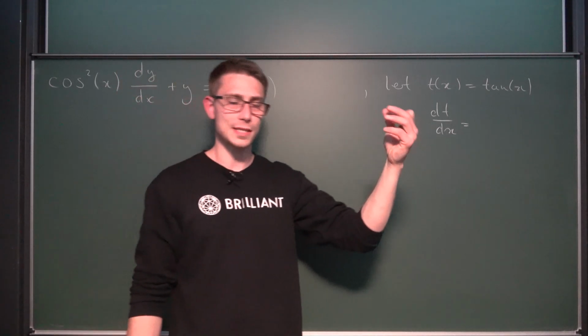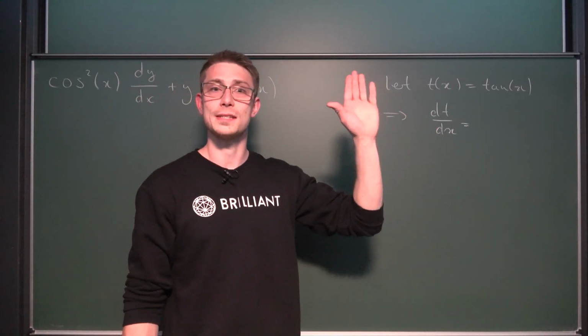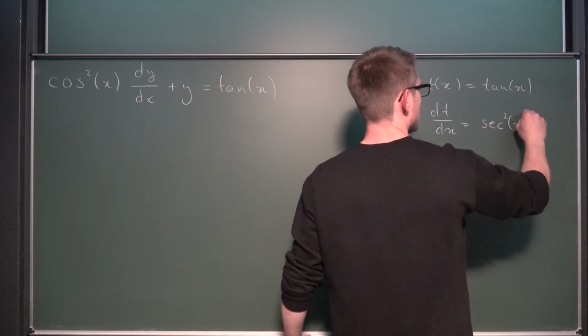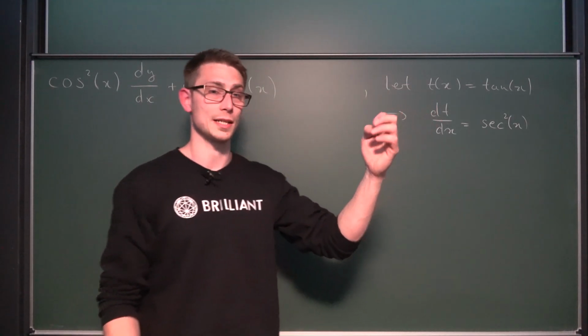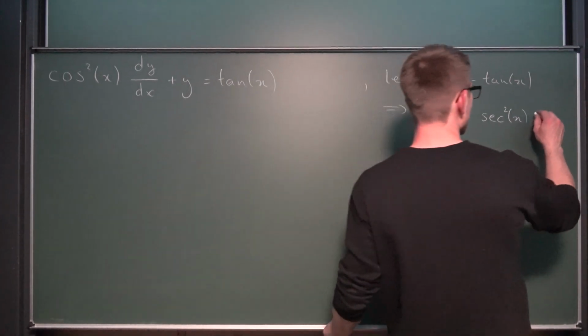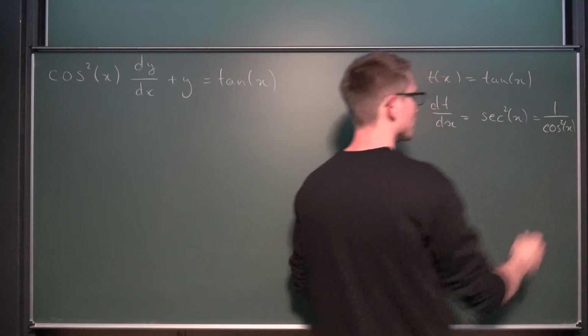Differentiating the tangent of x, I went through this time and time again here on this channel, turns out to be the secant squared of x. But what is the secant? By definition, the secant is 1 over cosine. So secant squared, consequently, is 1 over cosine squared. So this yields 1 over cosine squared of x.